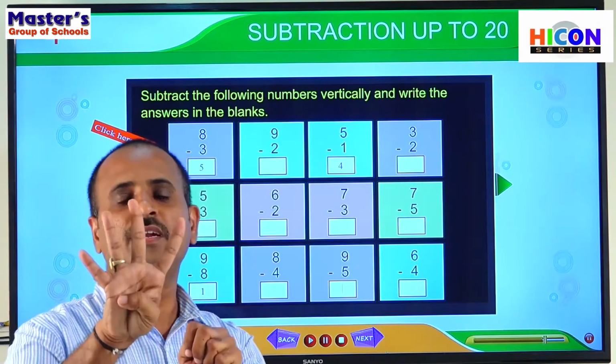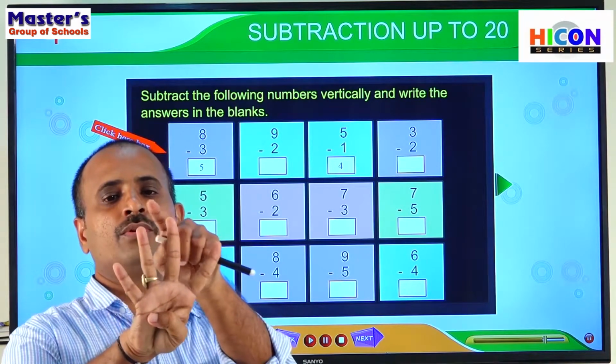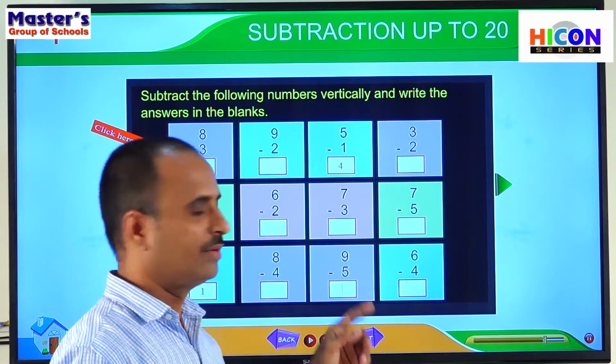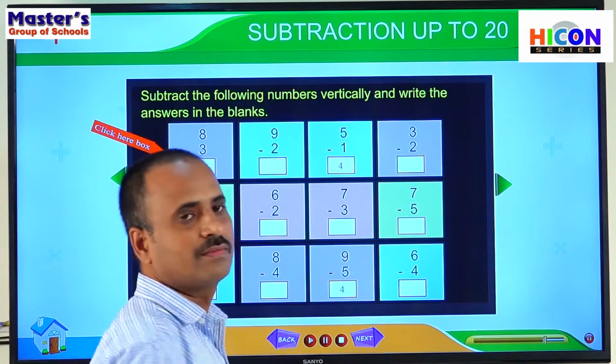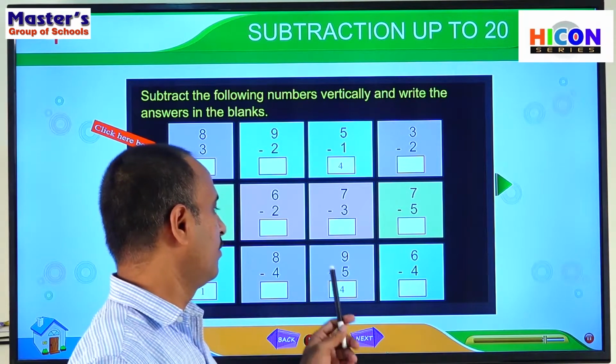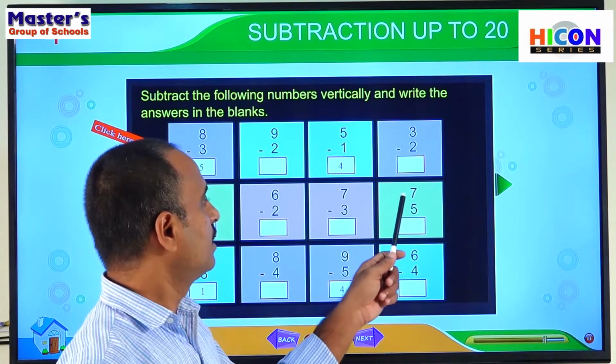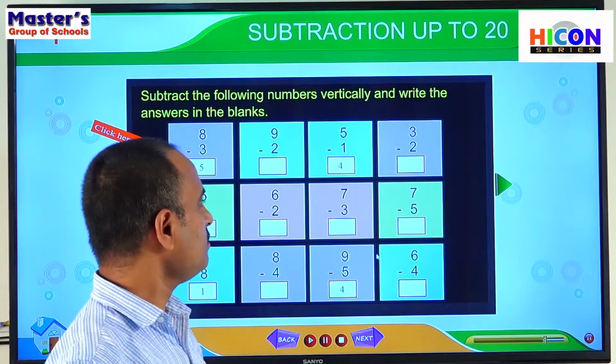So how many fingers are left there? So 1, 2, 3, 4. 4 fingers are left after taking away 5. So write 4 in this box. So the answer is 4. The difference between 9 and 5 is 4. So let us see another subtraction here.